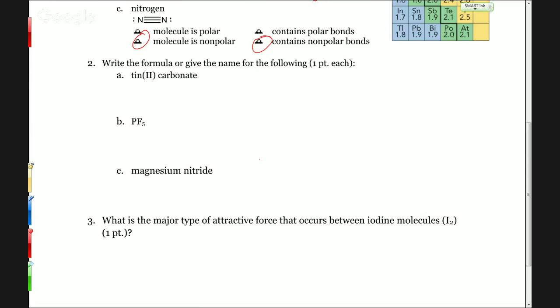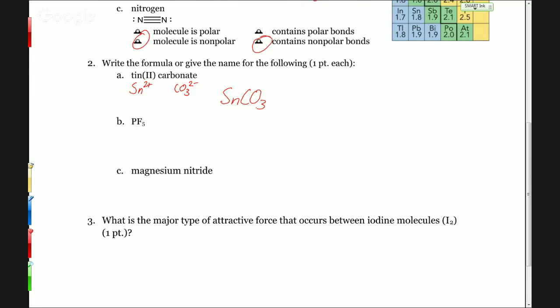So tin(II) carbonate, the II tells us that we have a 2+ Sn. And then what's carbonate? CO3 2-, right? So we've got 2+ from tin, the 2- for carbonate. So the overall formula is just SnCO3. Okay.